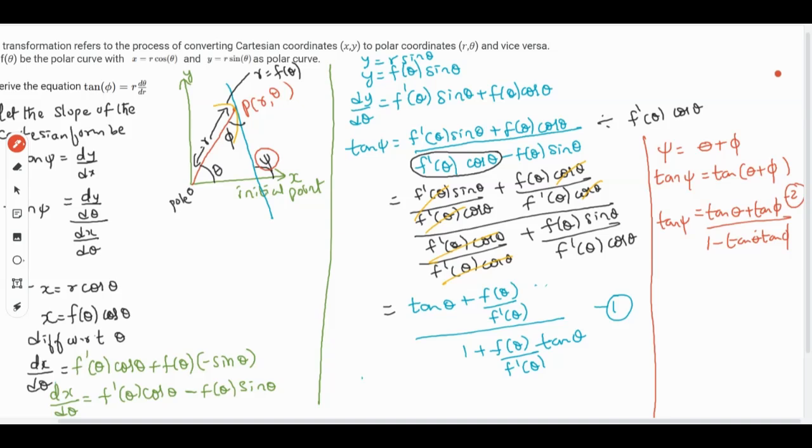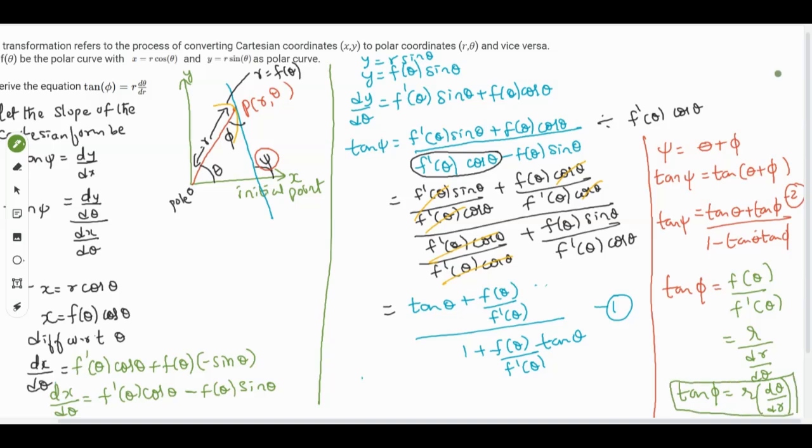Now comparing equation 1 and 2, in place of tan phi we can take tan phi equals f theta divided by f dash of theta. What is f theta? That will be r, and the differentiation of it will be dr by d theta. Taking that on the numerator, we get tan phi will be r into d theta by dr. Hence the derivation is proved.